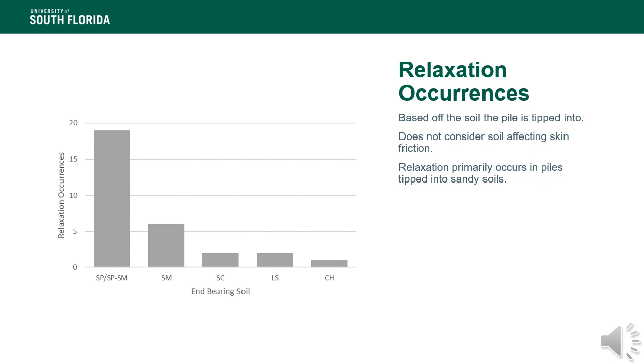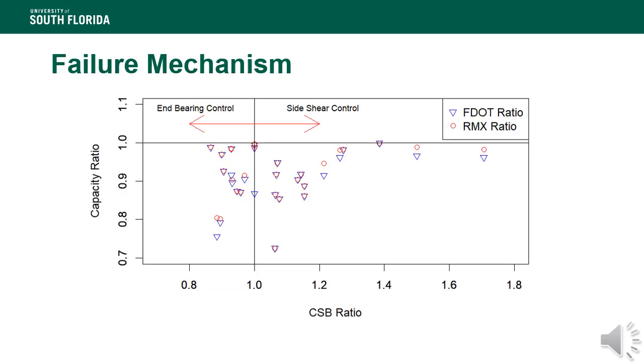It does not fully consider all of the soils that affect the skin friction on the side of the pile. It does consider it a bit, but if you hit into a rock, like a limestone, you're not really going to get many observation cases. So it's typically going to be a sandy soil. One of the things that we wanted to look at to see if it had a big influence was the failure mechanism of these piles.